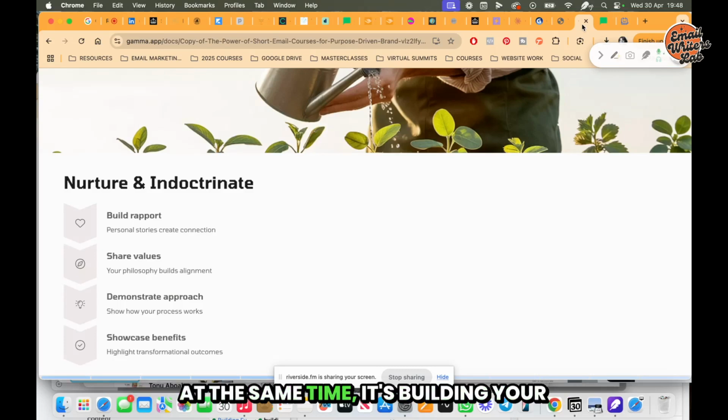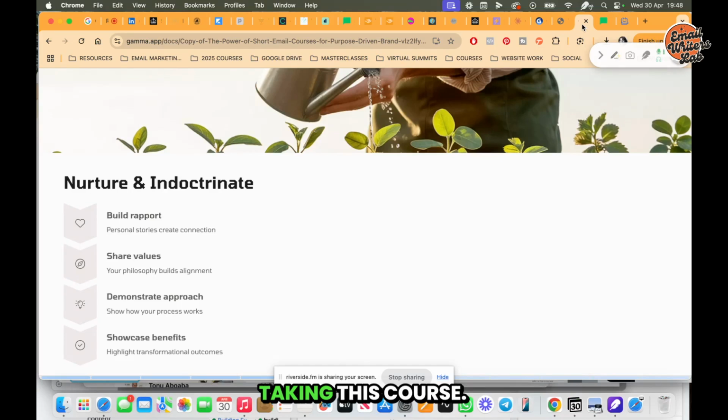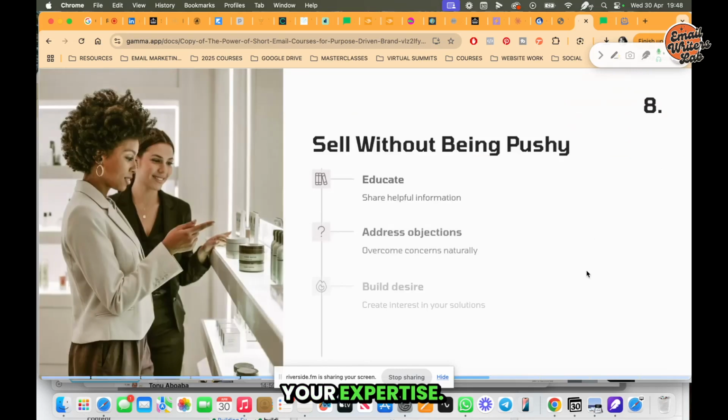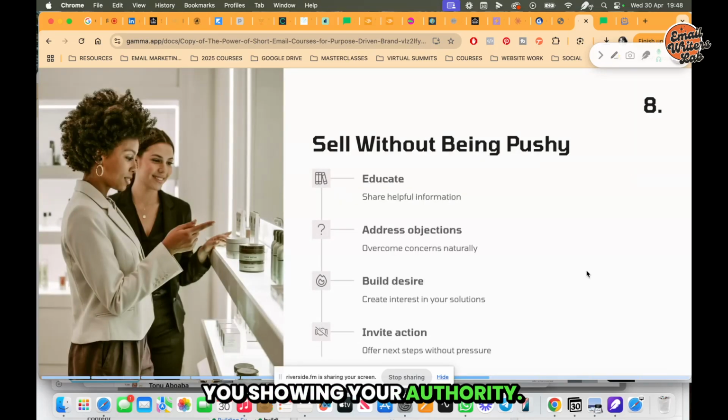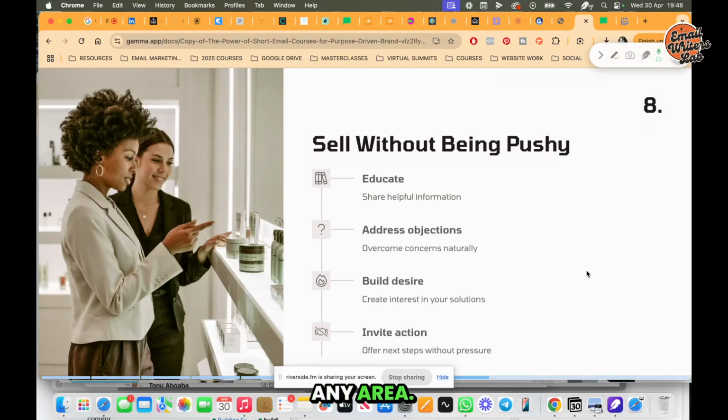But at the same time, it's building your authority. It's creating a very strong bond between yourself and the person that is taking this course. And it's free. So you're offering value, you're giving content, you're showing your expertise, you are showing your authority, you are building know, like, and trust. You are teaching people that this is the best way to do something, or the way that we do it works. So it could be in any area, anything.